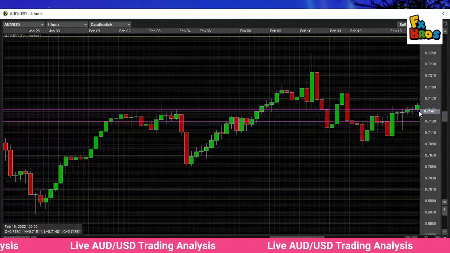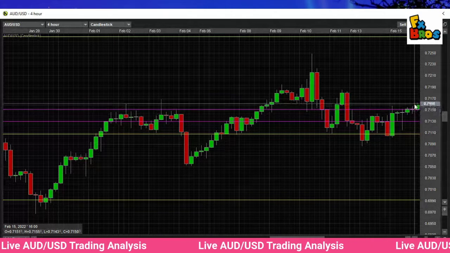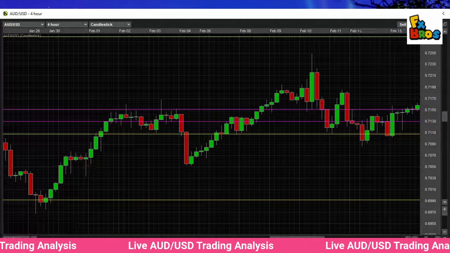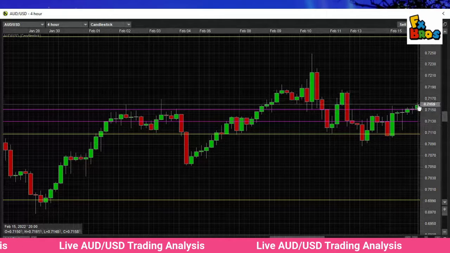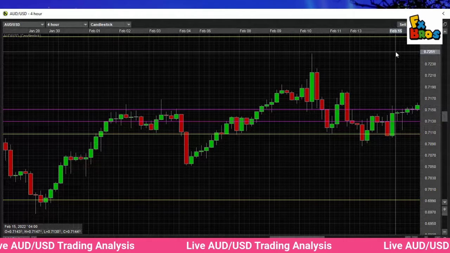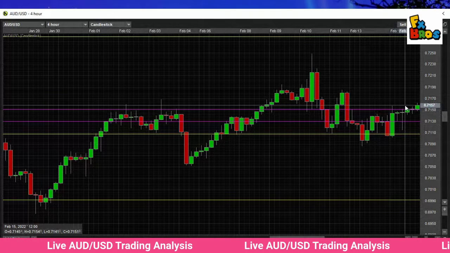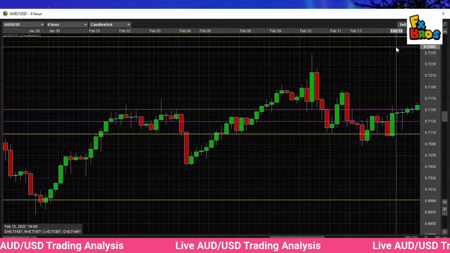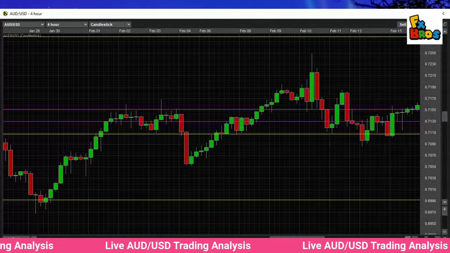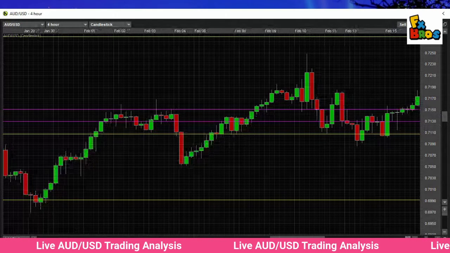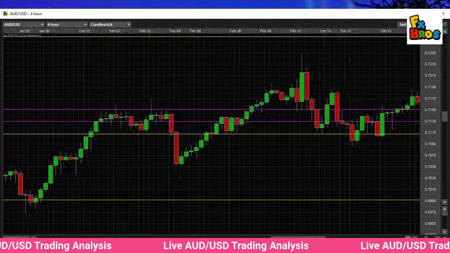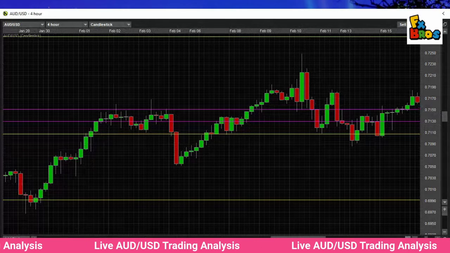Stop loss below 71.47. So it's about a 10 pip stop loss. It's a nice little trade. And if we did move higher, we would look to gain close to 100 pips. So let's see if we got that. All right, we're breaking up. Looking good. Coming back down.